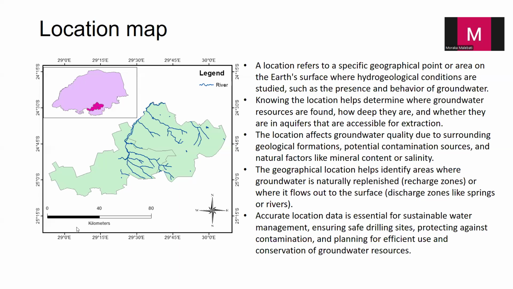So basically that is the location map, and it is very important in hydrogeological studies because it shows the location of the area. It tells us that wherever the location we pick, we are far away from contaminants, and that environment is very safe for drilling.